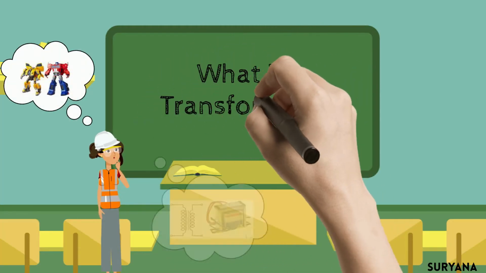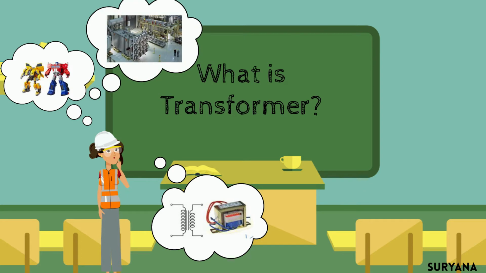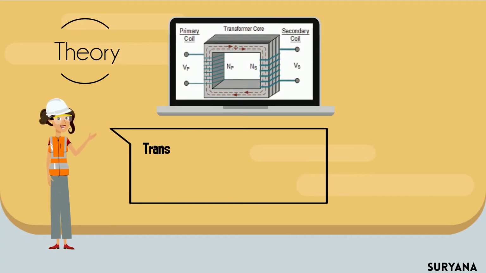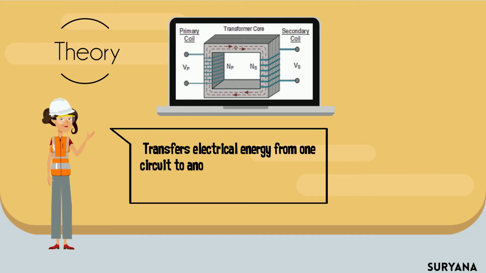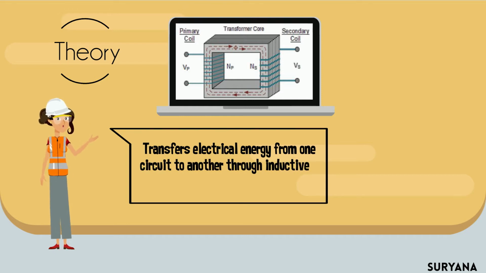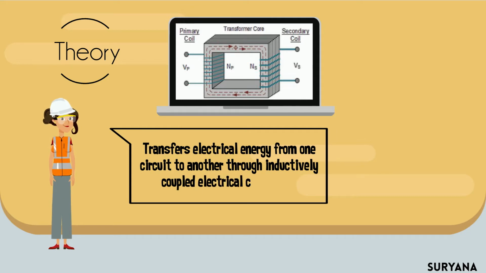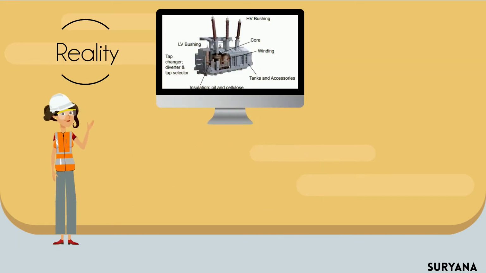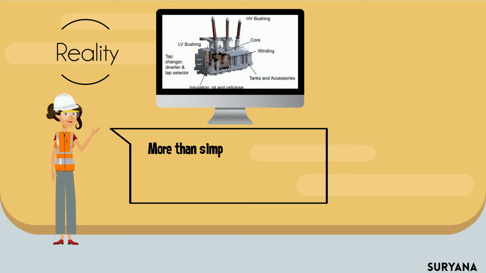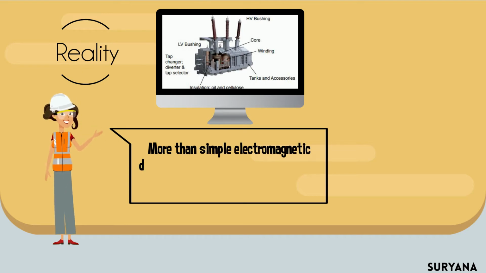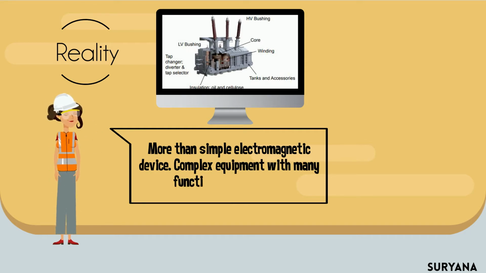Due to what was previously taught in Seminar 2 from the TNB lab, we can learn what a transformer is. Theoretically, a transformer can be said to transfer electrical energy from one circuit to another through inductively coupled electrical conductors. However, in reality, a transformer is more than a simple electromagnetic device. It is complex equipment with many functional components, as you can see in the figure above.